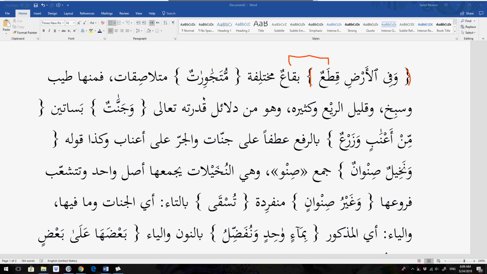But he defines mutajawiratun with mutalasiqatun. Mutalasiqatun gives the idea of tracks that pass by each other or into each other, tracts of land.